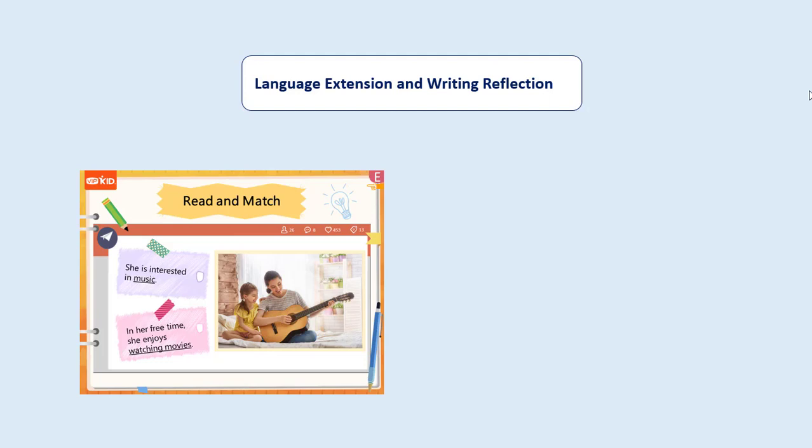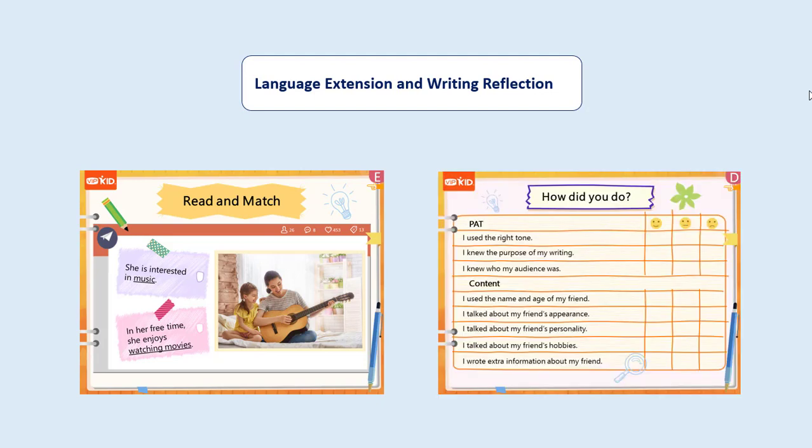Language extension and writing reflection. Now that you've checked your student's homework, you can begin to extend on the material that you guys learned during these 2 lessons. In this example, the student is learning about music and watching movies. They're extending the material on hobbies. And you can let your student know that these are other ways that they can talk about their best friends or any other topics that are related to this task.